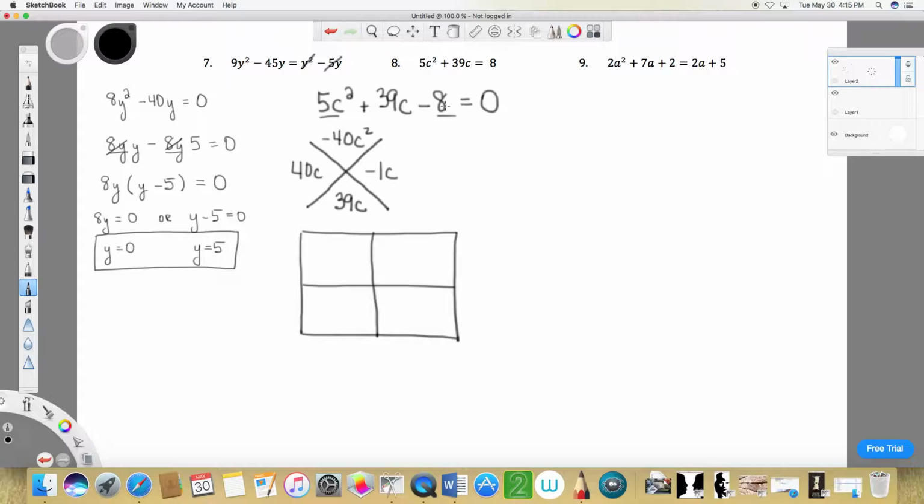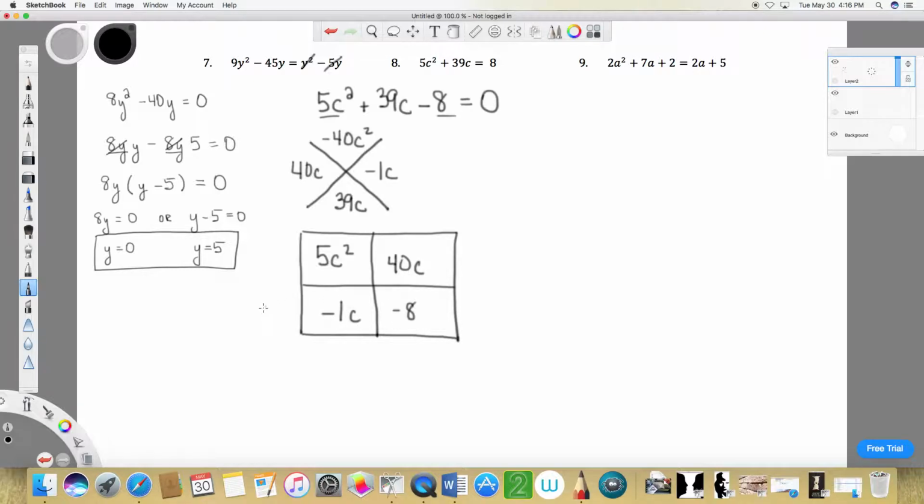The first term and last term from the original problem go along one diagonal, and then along the other diagonal are the numbers that you found in your X. It doesn't matter along the diagonal, they're interchangeable, but you definitely want to have them along a diagonal.